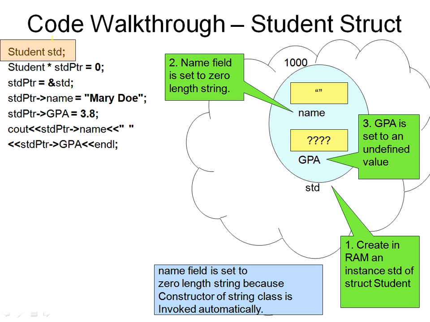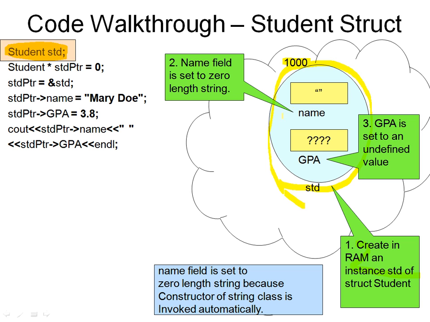Okay, this is my code. When I execute this line, I'm simply creating an object std which is of type student. These three things happen. In the RAM, it creates an instance of std of struct type student. This is my object being created in the RAM. It has an address of 1000.